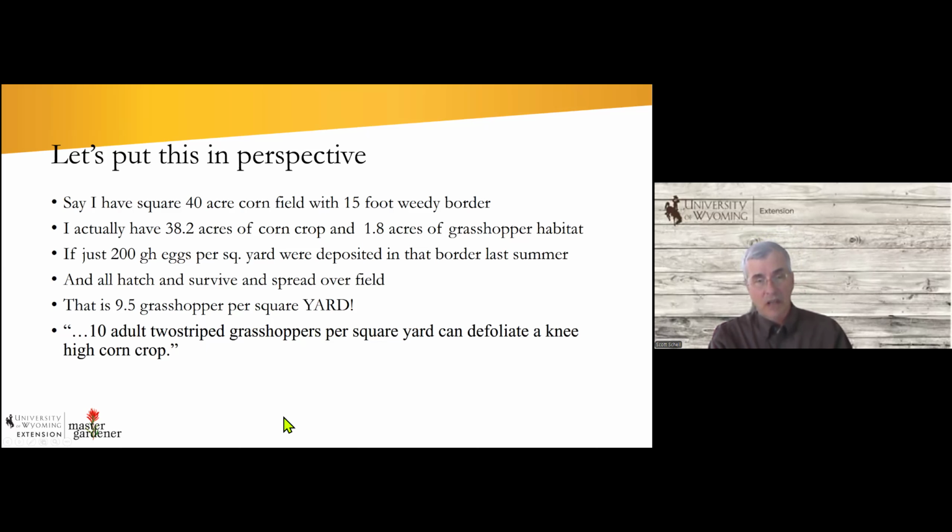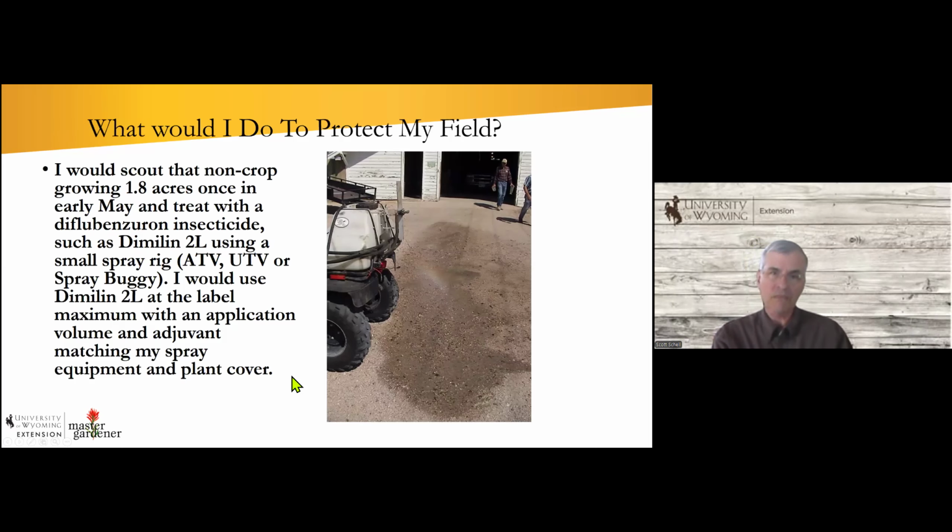Parker, an early scientist on grasshoppers, recognized that 10 adult two-striped grasshoppers per square yard can defoliate a knee-high corn crop. So it would be almost total loss if nothing is done. What would I do to protect my field?